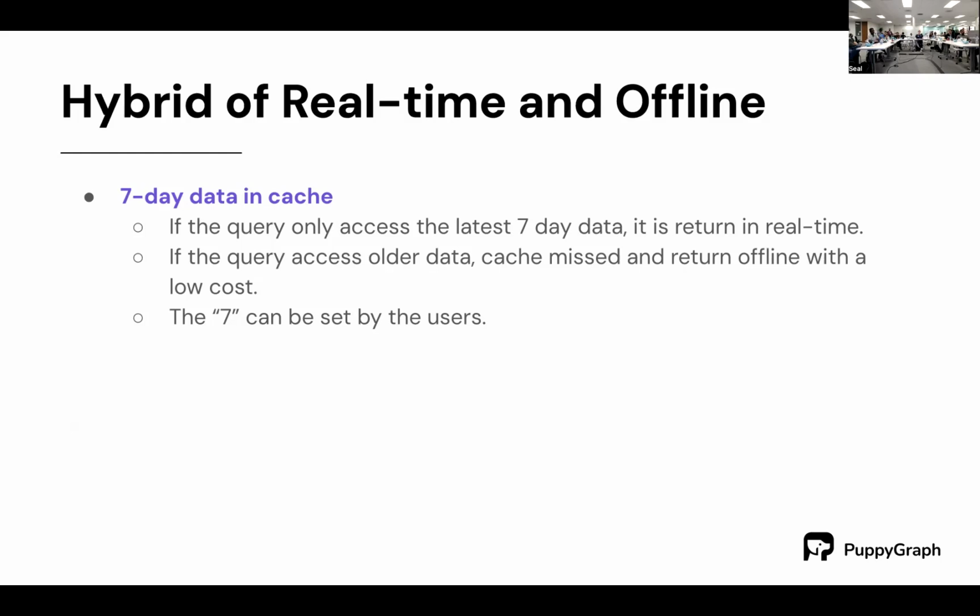But if some query accesses the last year's data, then it will move to the cache and automatically turn to the offline mode. So in this case, the cost per query will be super low, as what we usually use in Iceberg. And the magic number 7 can be set by users. Some of our customers set it to 30 days. Then last month's data can always have a dashboard and return in real time. And for the older data, the query will automatically turn into offline mode.